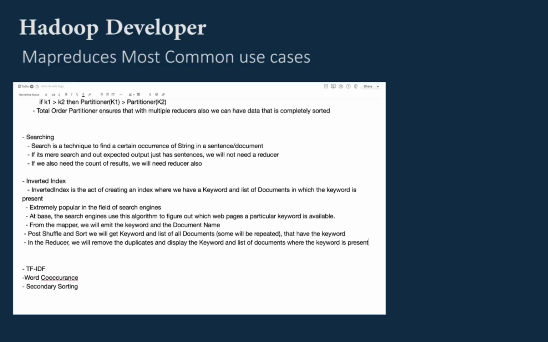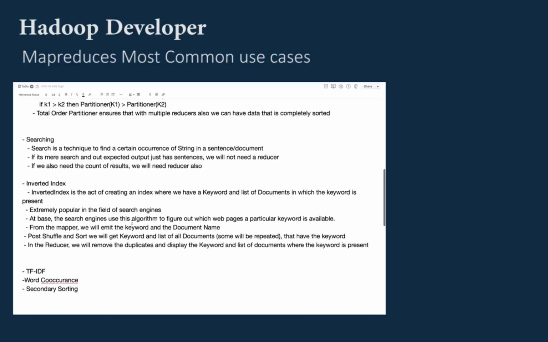And once the mapper is done, during shuffle and sort, what we end up getting is a keyword and a list of all the documents that have that particular keyword. And in the reducer, we'll remove the duplicates and display the keyword and the list of documents where that particular keyword is present. So that is how you go about creating an inverted index.